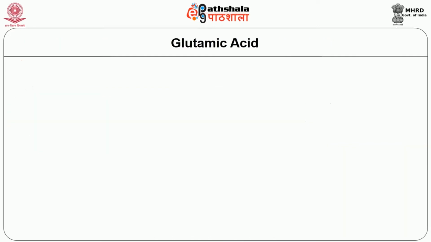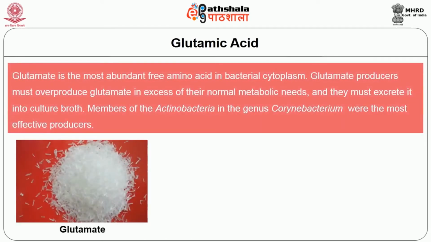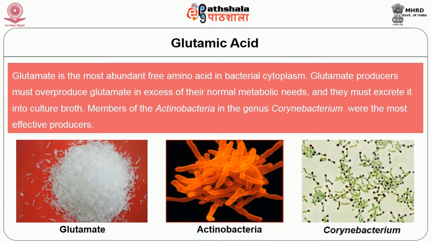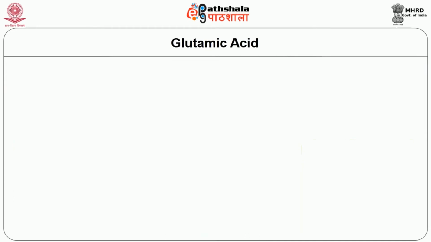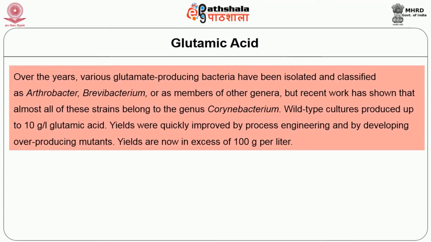Now, we shall look into the amino acid glutamic acid. Glutamate is the most abundant free amino acid in bacterial cytoplasm. Glutamate producers must overproduce glutamate in excess of their normal metabolic needs, and they must excrete it into culture broth. Members of the actinobacteria, the genus Corynebacterium, were the most effective producers. Over the years, various glutamate producing bacteria have been isolated and classified as Orthobacter, Brevibacterium, or as members of other genera, but recent work has shown that almost all of these strains belong to the genus Corynebacterium.